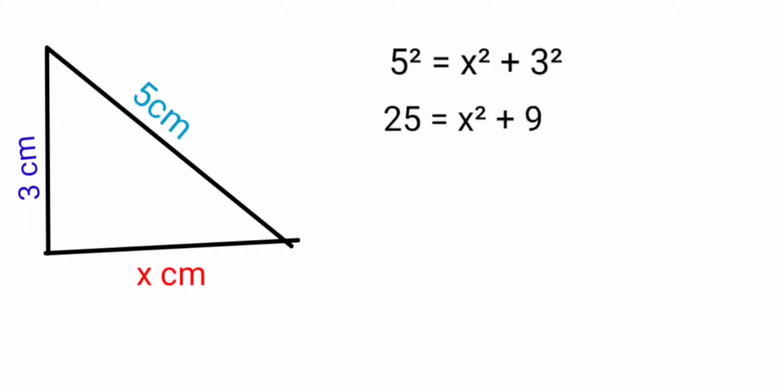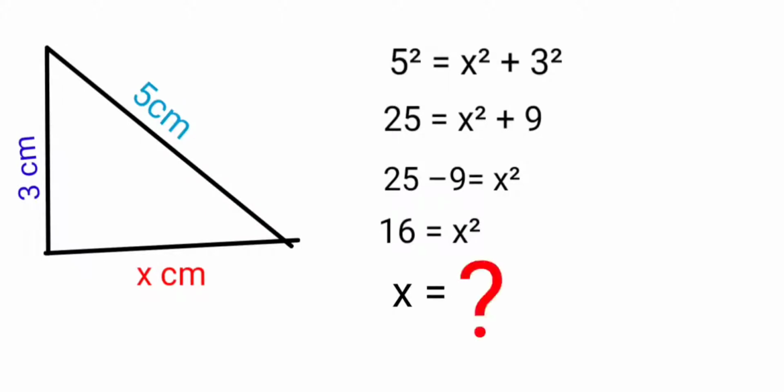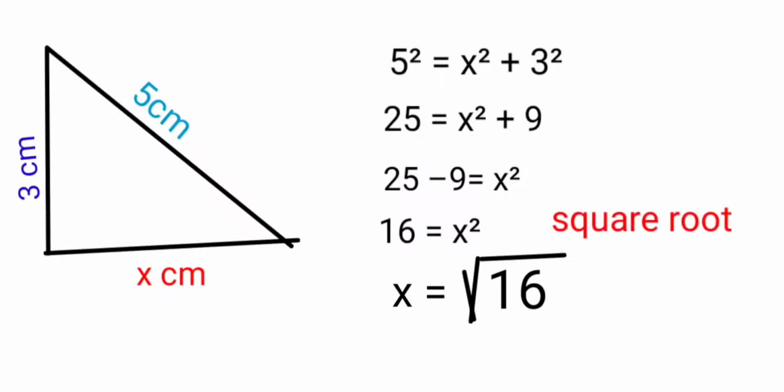5 square is 25, equal to x square plus 3 square, which becomes 9. So 25 is equal to x square plus 9. 9 is transposed to the left hand side, so 25 minus 9 equals x square. 25 minus 9 is 16, so x square equals 16. What will be the value of x here? The value of x is the square root of 16.